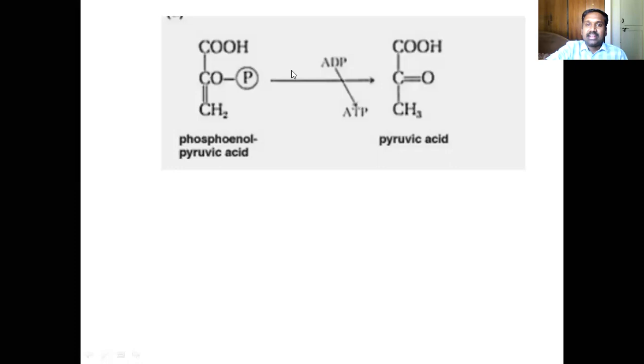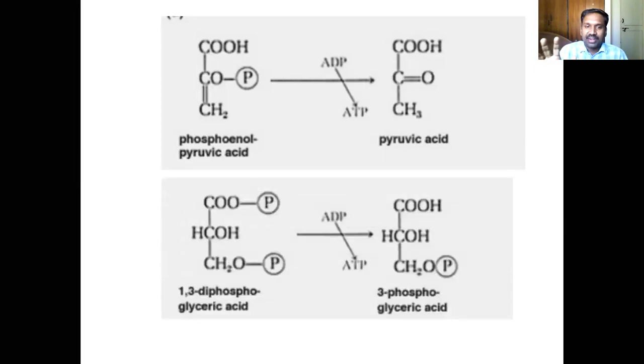Do you understand this? So how is ATP synthesized? By the transfer of a phosphate group from phosphoenol pyruvate to ADP. Fine. But is this the only reaction which gives ATP? No, there are a few more reactions.